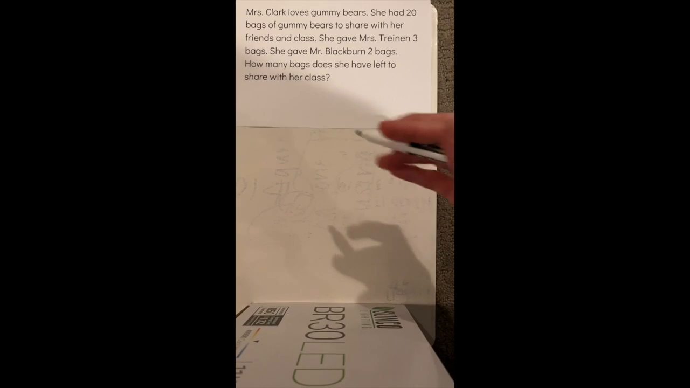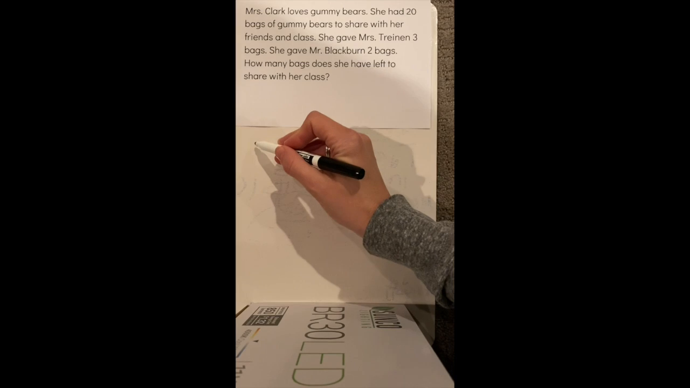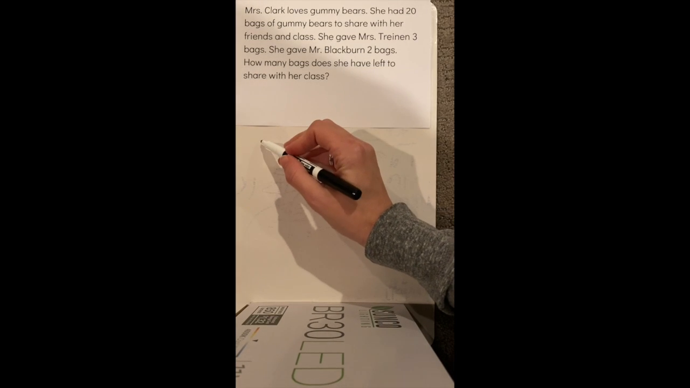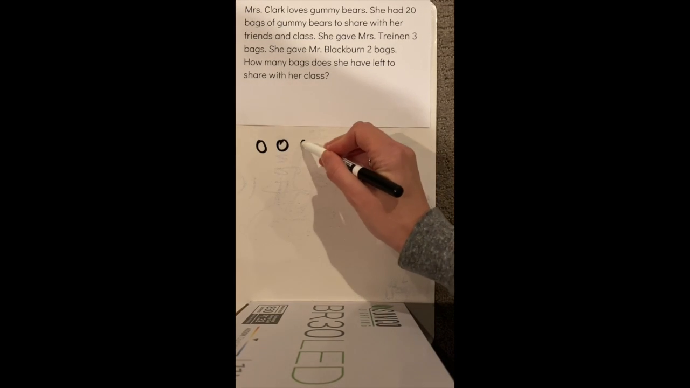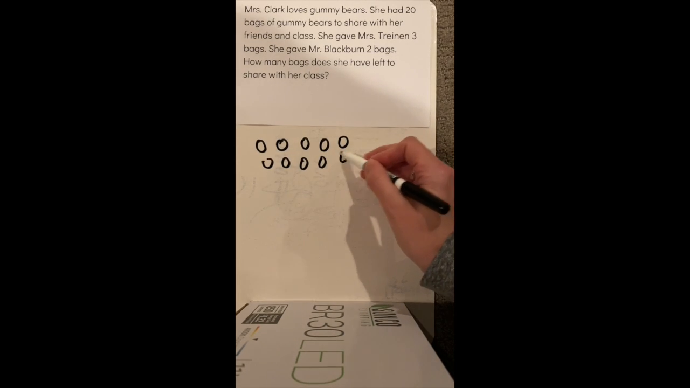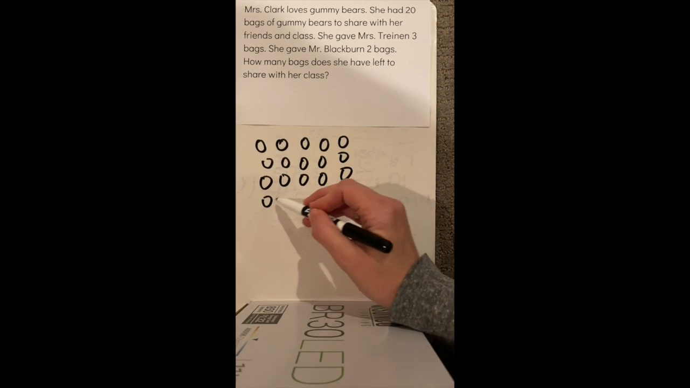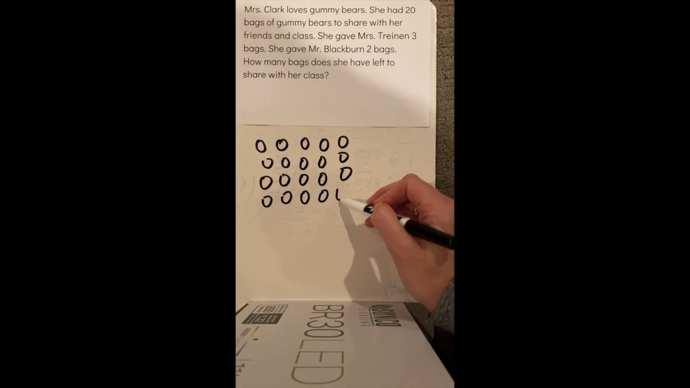For this one, I'm going to draw a picture to solve. So for my bags of gummy bears, I'm just going to draw circles. I know I need to have 20 to start. So 1, 2, 3, 4, 5, 6, 7, 8, 9, 10, 11, 12, 13, 14, 15, 16, 17, 18, 19, 20. So there's what we have to begin with, 20 bags of gummy bears.